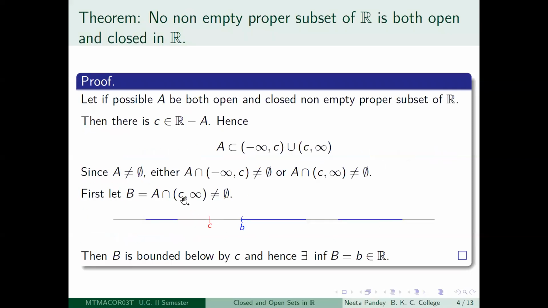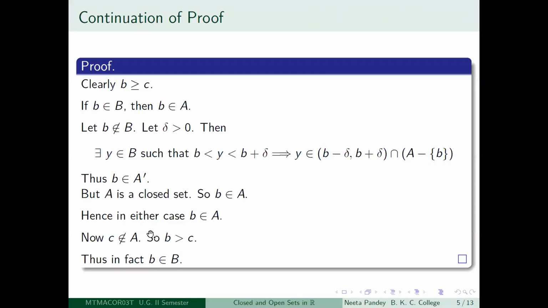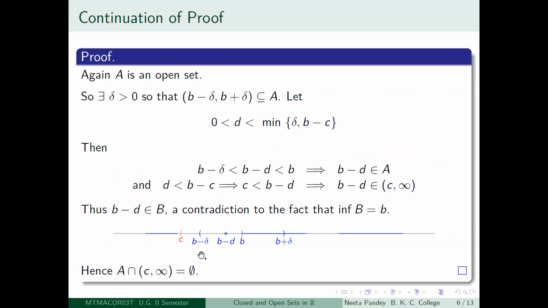So little b belongs to the open interval C to infinity. Little b also belongs to A. So in fact, little b belongs to capital B. This is okay. Even if we were thinking that maybe little b will not belong to capital B, by arguing logically we get that little b actually has to be an element of B. So our picture is like this, that b is now in capital B.